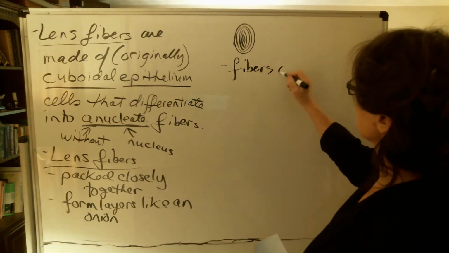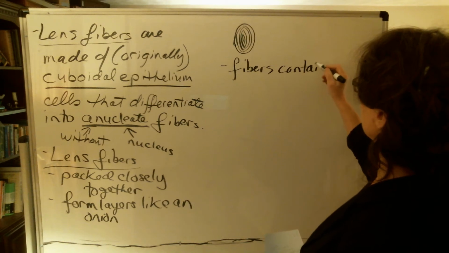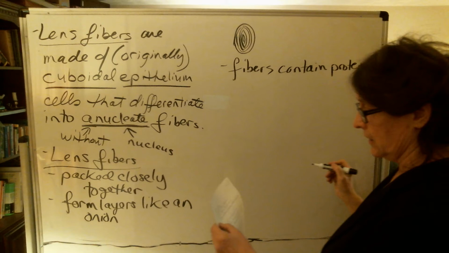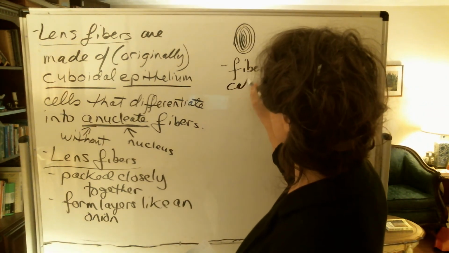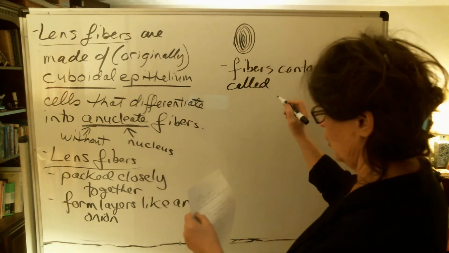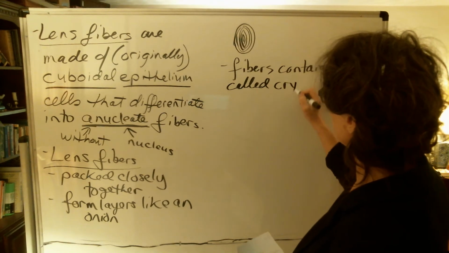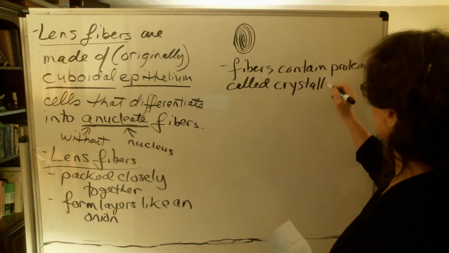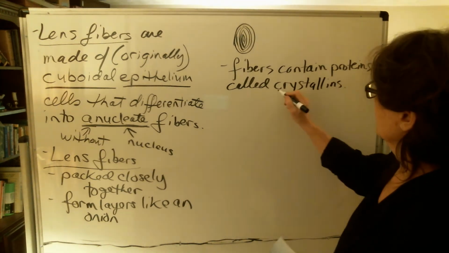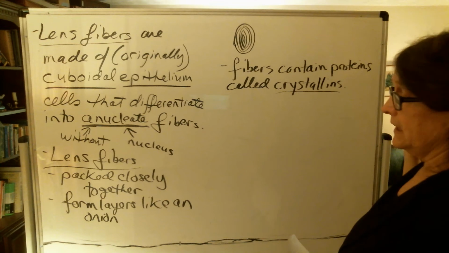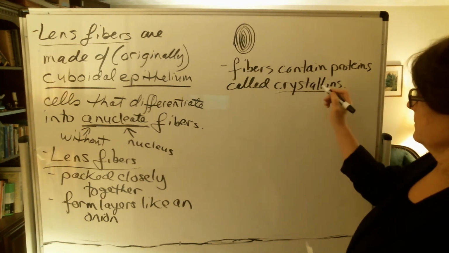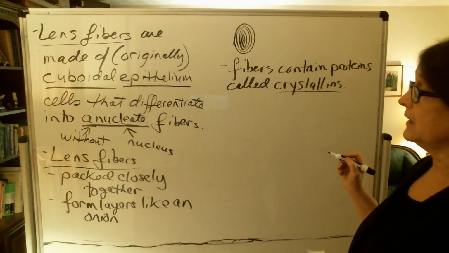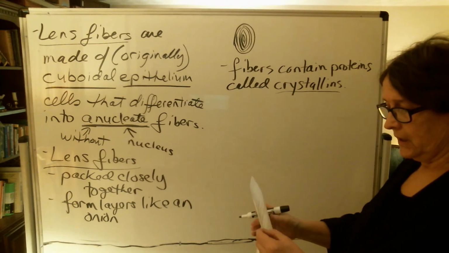And the fibers contain proteins of a particular kind then. So these proteins are called crystallins. So when they refer to the eye's crystalline lens, that's what they mean. They mean then the lens being made out of these fibers called crystallins.